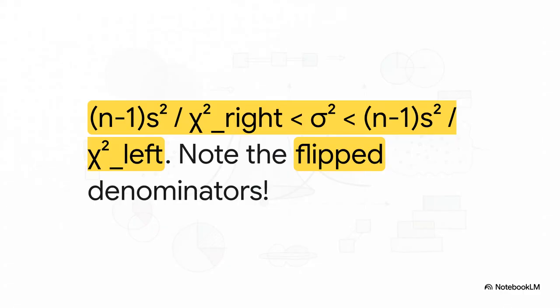So here's the formula, and I want you to pay really close attention to the denominators. See how the numerator, that (n-1)s² part, is the same on both sides? But look at the bottom. The chi-square values are flipped. The bigger chi-square value from the right tail goes under the lower bound, and the smaller value from the left tail goes under the upper bound. I know, it feels totally backward at first. But remember, when you divide by a bigger number, you get a smaller result. So it actually makes perfect sense why it's set up this way.